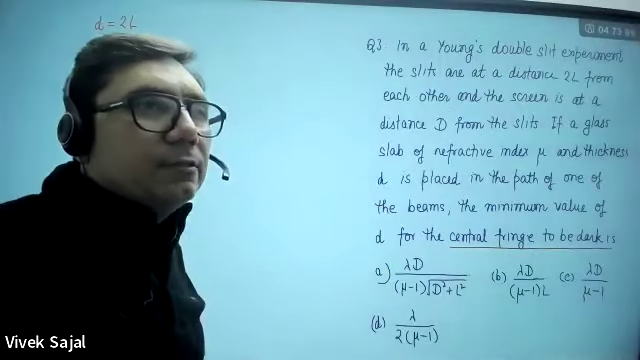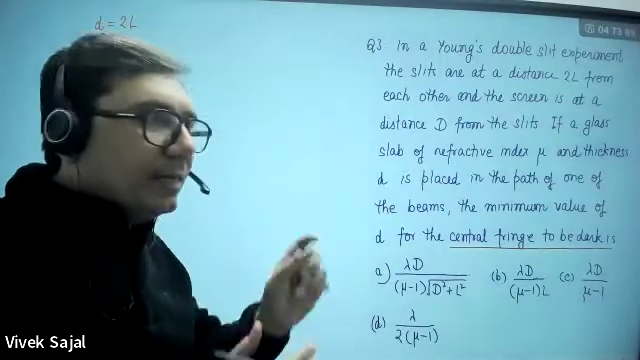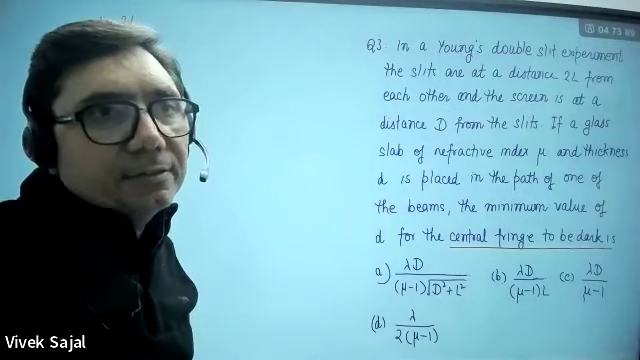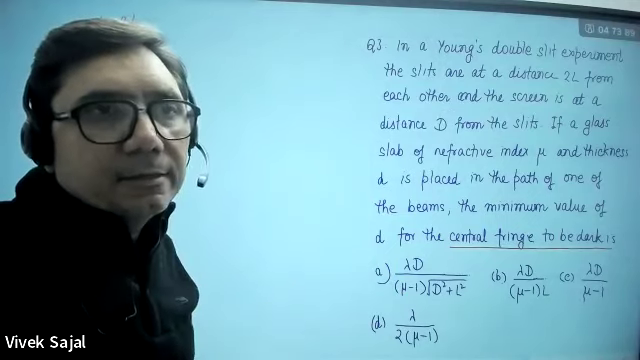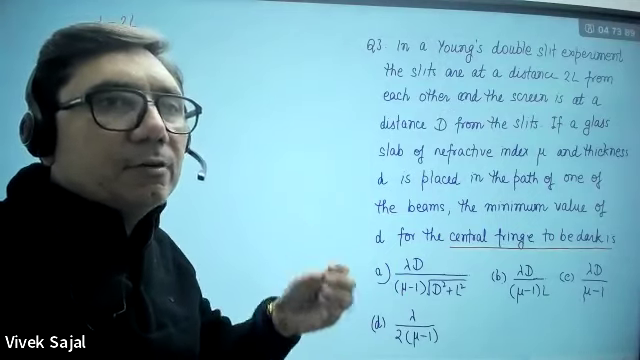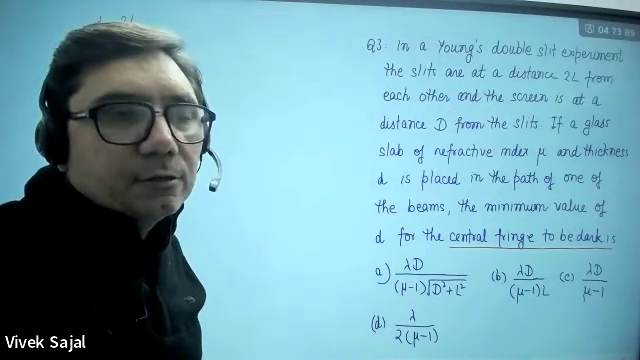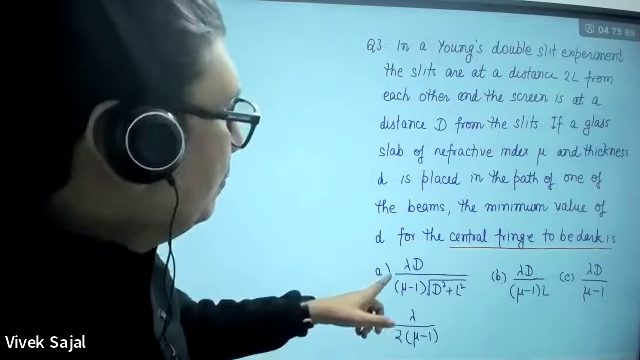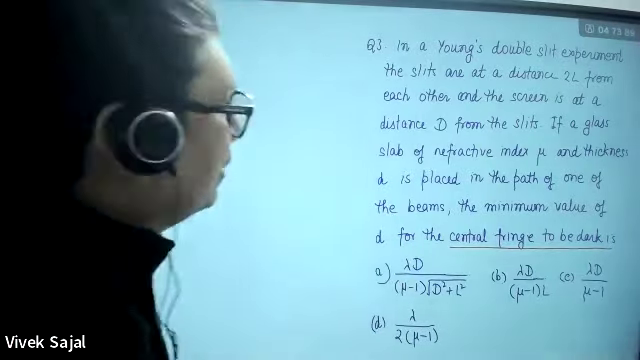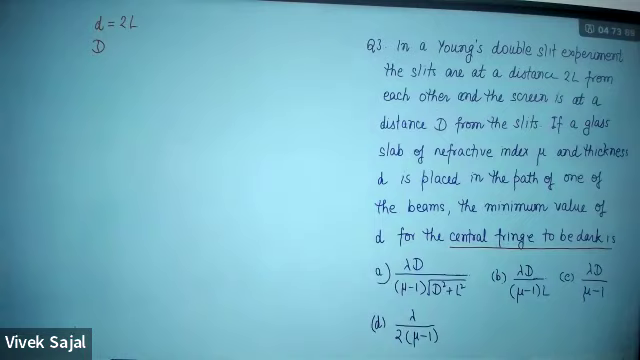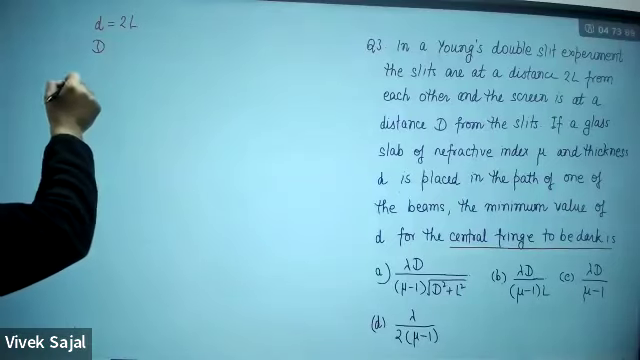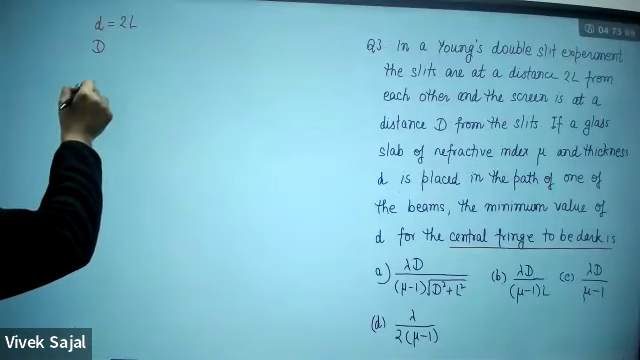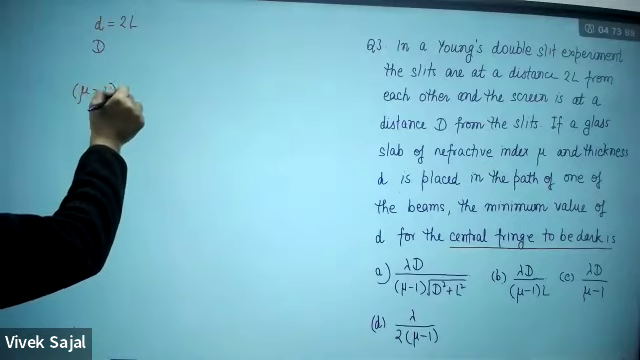Whenever this glass plate is introduced, what was happening without the glass plate at the center, you are having a central bright fringe. But as you introduce this glass plate, you are getting a dark fringe, a minima, there. So you have to find out the minimum value of d for the central fringe to be dark. You want a small value of this d here. So how much extra path is introduced by this glass plate? That will be mu minus 1 into d.